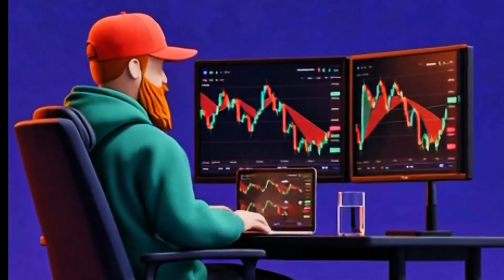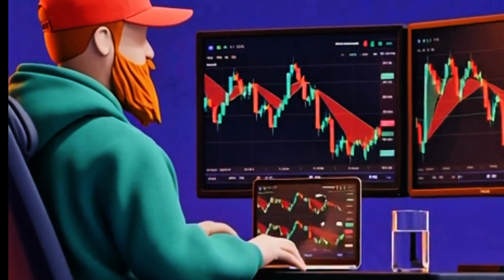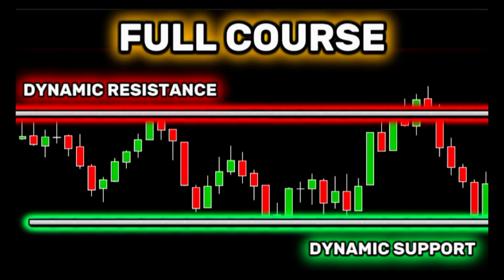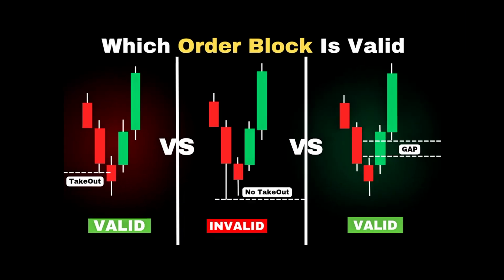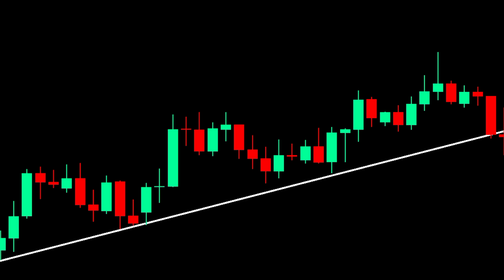I have been trading the forex market for more than 10 years now, and throughout these years, I have worked with a lot of trading strategies: support and resistance, liquidity, supply and demand, trend lines, order blocks. But there is just something about the trend lines that makes it stand out from every other trading strategy that I have used throughout my entire 10 years as a trader.